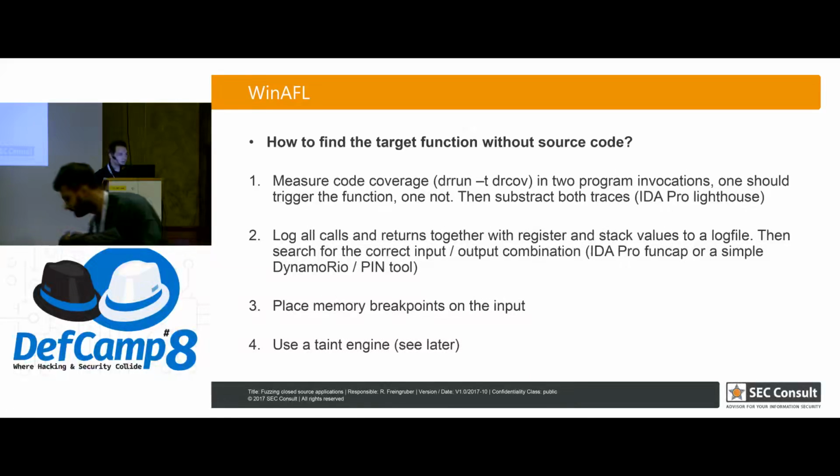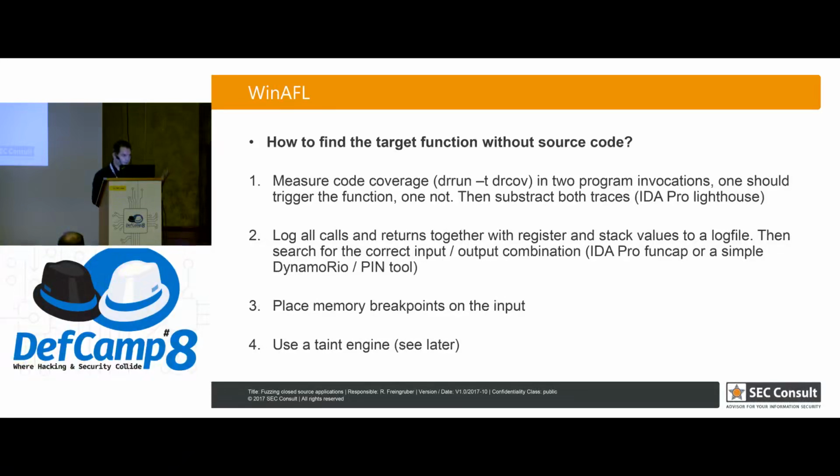And one big question is also, how do we find this target function which we want to fuzz? Because if you have source code, it's trivial, because you can just look it up in the source code. But if it's a closed source application, it becomes harder. So there are several techniques you can use. A really nice technique is to use dynamic instrumentation frameworks. I'm executing the application 2 times. Let's say we want to find the MD5 implementation of this program.